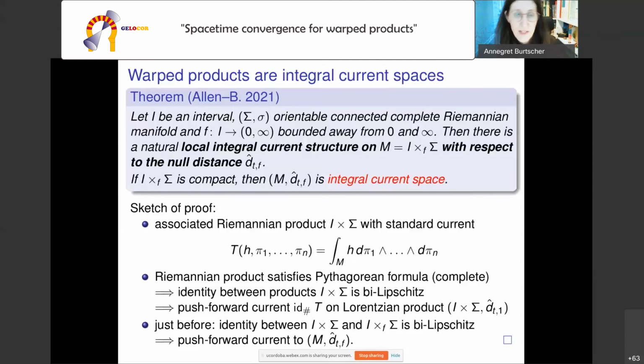And then you also have an identity that is bi-Lipschitz between the Lorentzian product and the warped product, just by this estimate that I showed before, and that way you can push forward the current again to the null distance associated to the warped product metric. So this is how you can show that you get this integral current space structure.